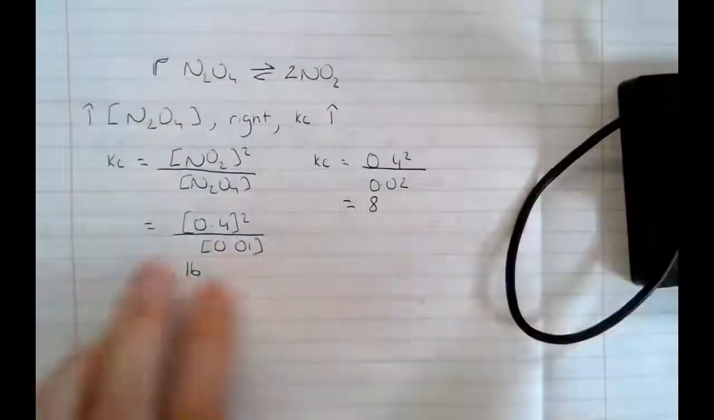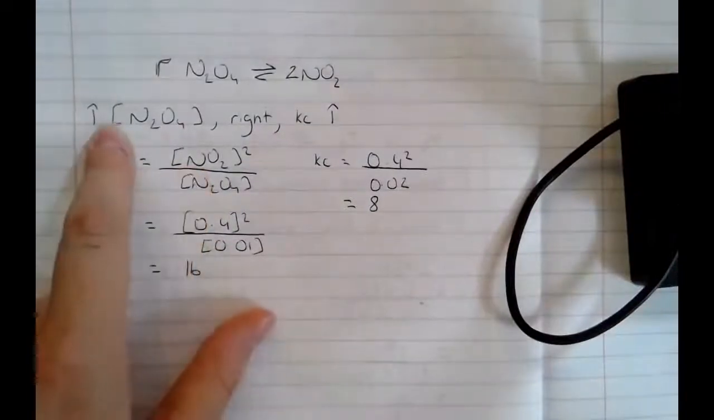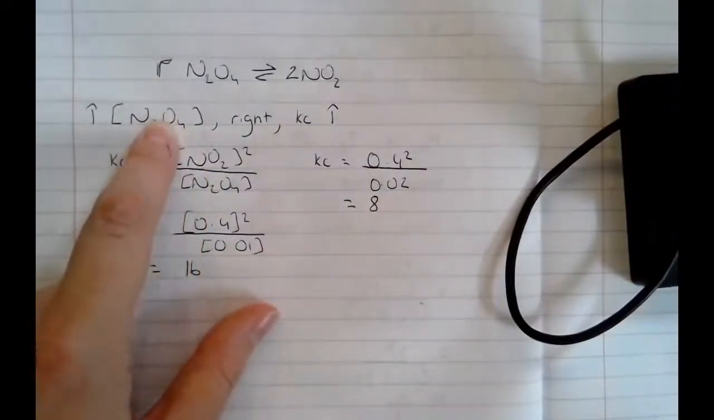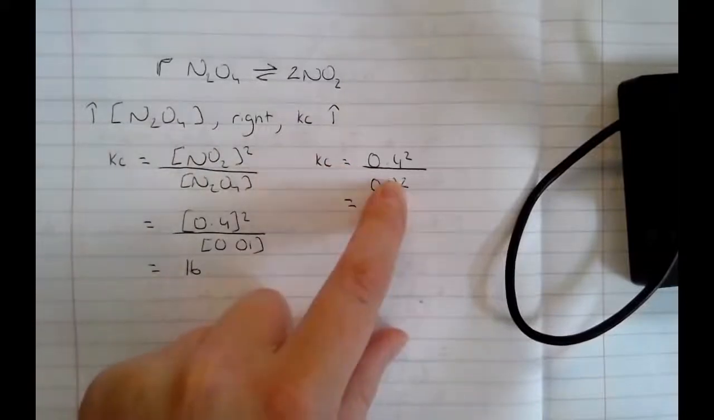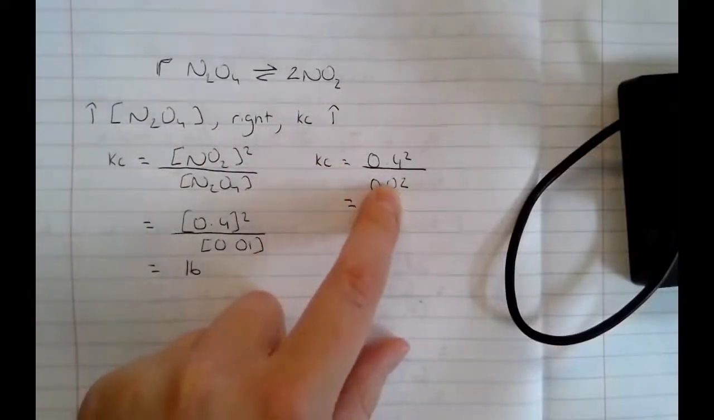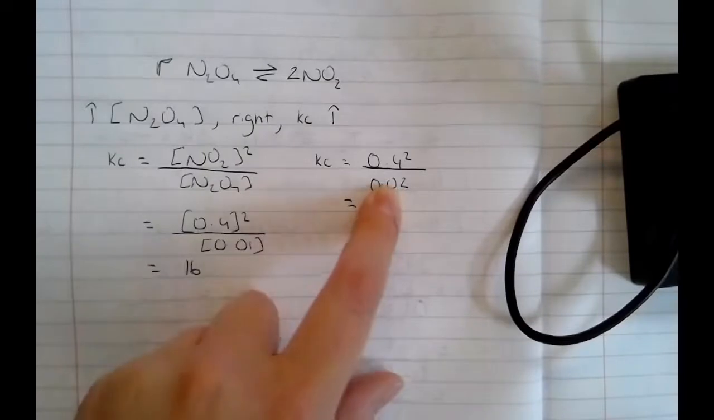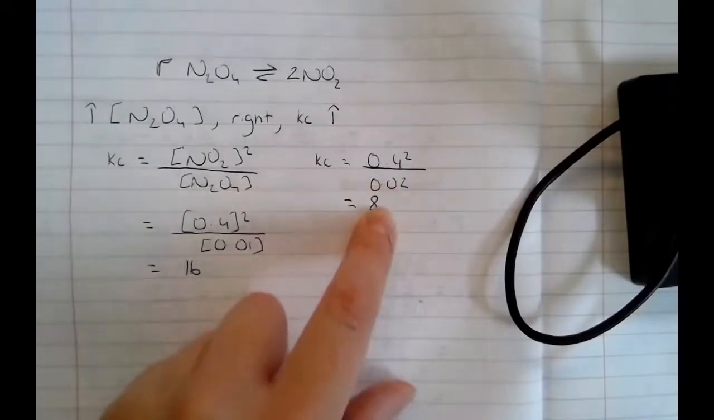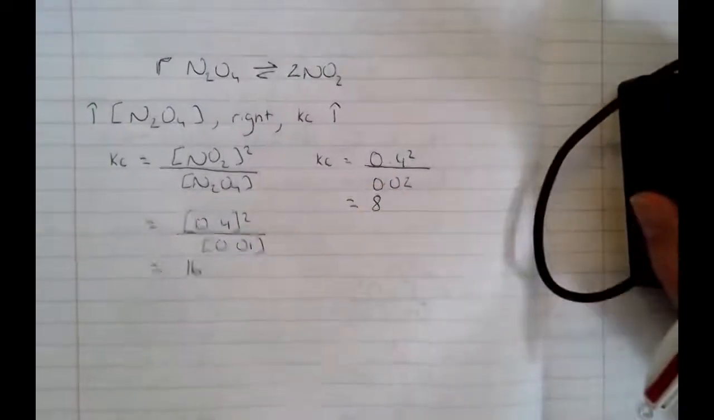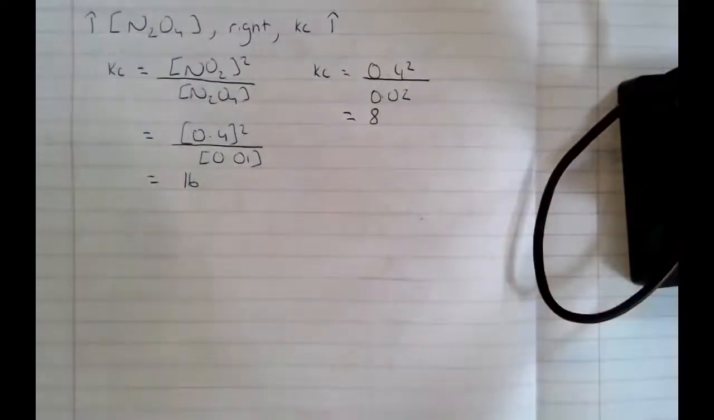But what we're seeing here, using a Kc expression, is that by increasing the concentration of N2O4, I'm increasing the number on the bottom line. I'm increasing the denominator, and if I increase the denominator, then overall I end up with a smaller number. And that's something we see all the time.